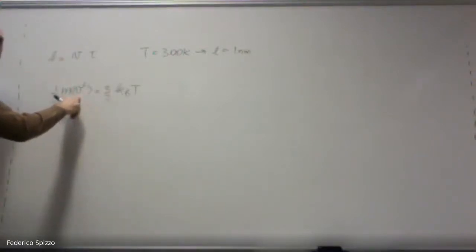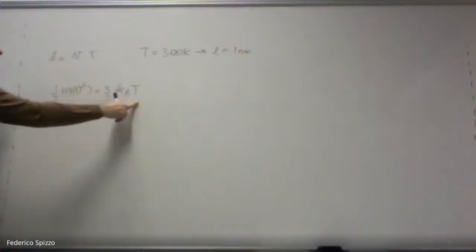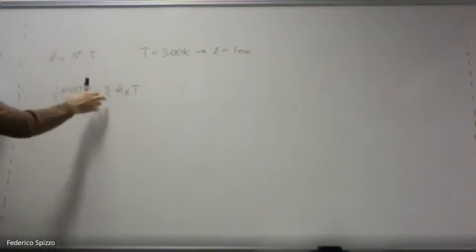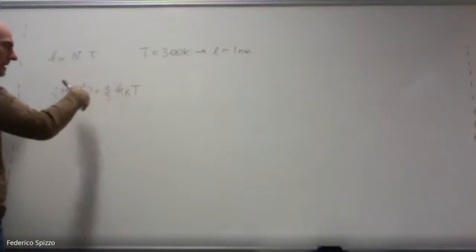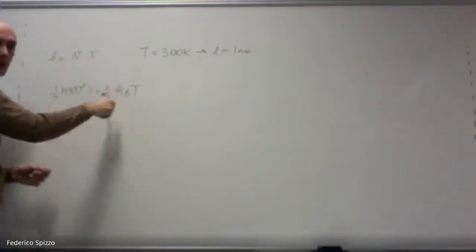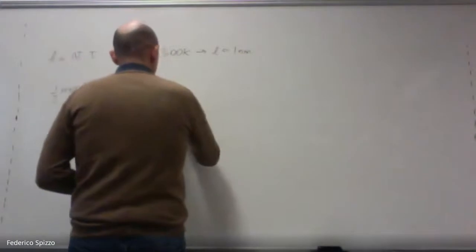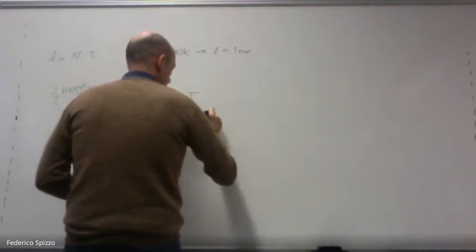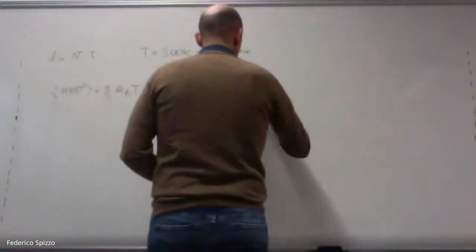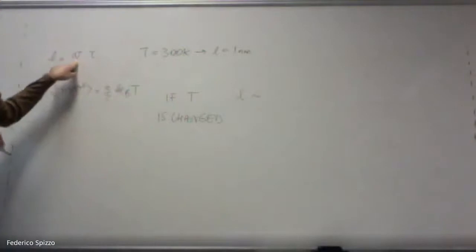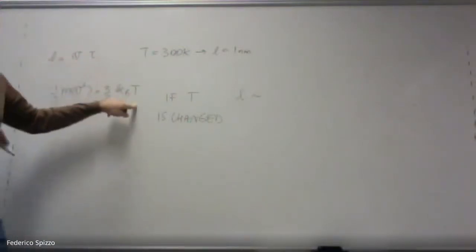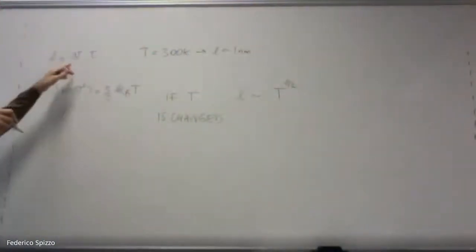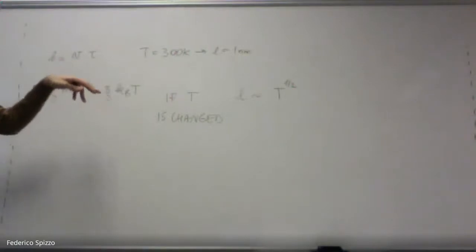The average value of the square of the velocity is proportional to T. So we may expect that the velocity changes as proportional to the square root of the temperature. So if T is changed, then L is proportional to V, and V should scale as T to the power of 1/2. And this accounts for the dependence of V on the temperature.